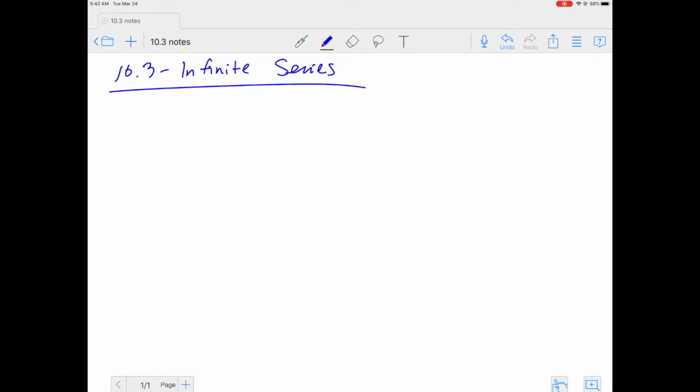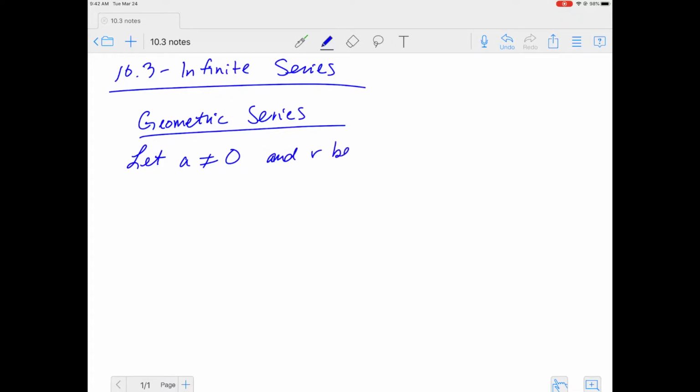So our first one here is geometric series. So of these first two, we're going to have geometric and telescoping. So of our geometric series, this is the criteria. This is what it can look like. So we're going to let A not equal 0 and R be real numbers. That means both A and R are real numbers, but A cannot equal 0.